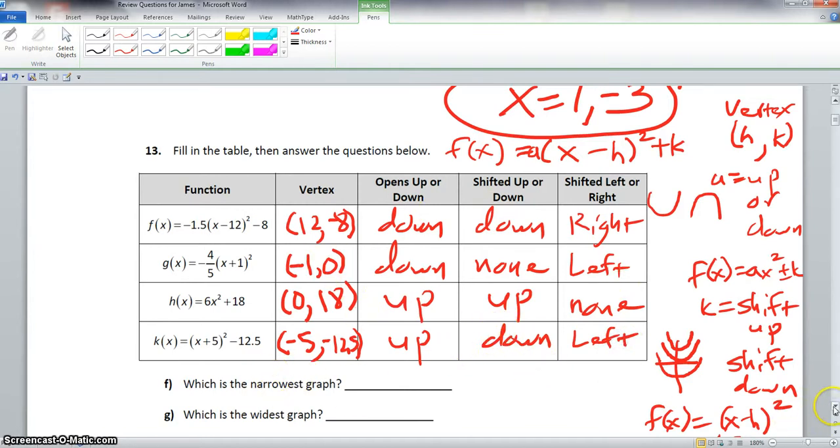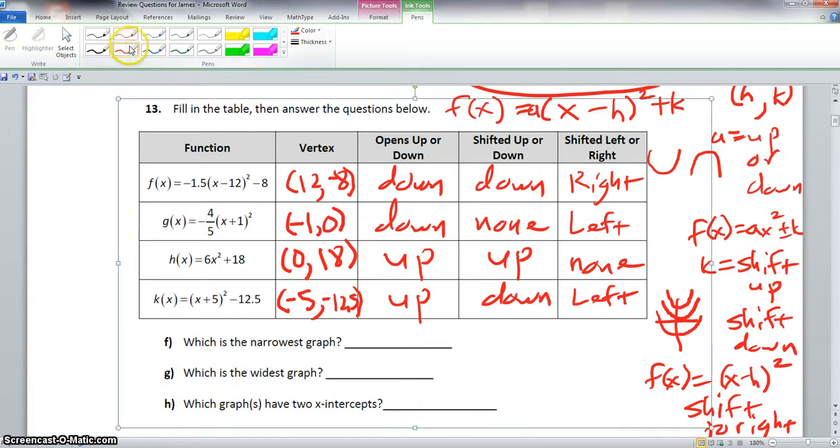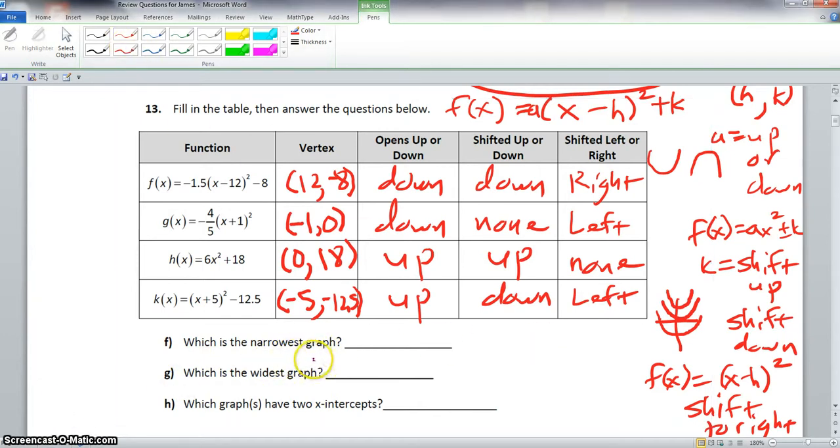Now we come down here to f, g, and h. We're asked, which is the narrowest graph? As far as finding the narrowest graph, it's based on a. Whatever a is the largest is the narrowest graph, and whatever a is the smallest is the widest graph. So this is what we would do.